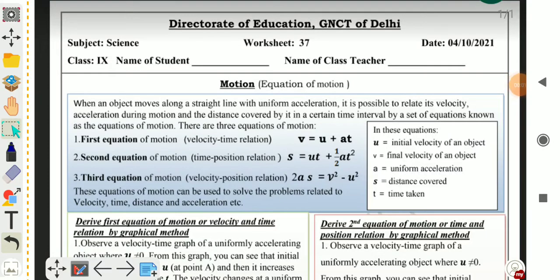Welcome children. Today's worksheet number 37, motion. In this worksheet, we will learn about equation of motion.